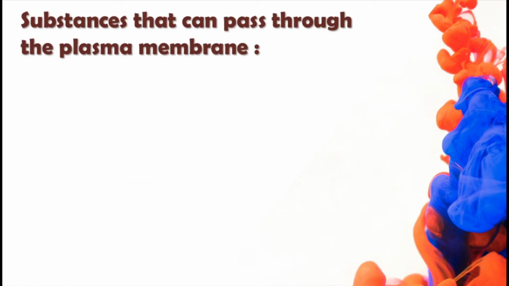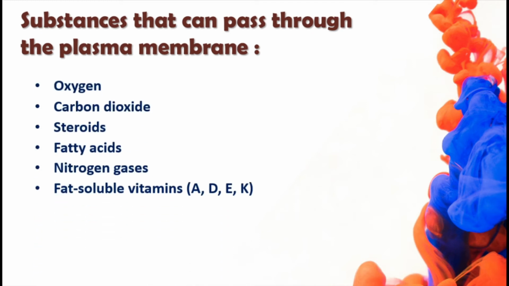Now that you know the difference between the active and passive transport mechanisms, we must also determine what are those substances that can pass through the cell membrane. Okay, we have your oxygen, carbon dioxide, steroids, fatty acids, nitrogen gases, and also your fat-soluble vitamins. These fat-soluble vitamins are your ADEK: vitamin A, vitamin D, vitamin E, and vitamin K.